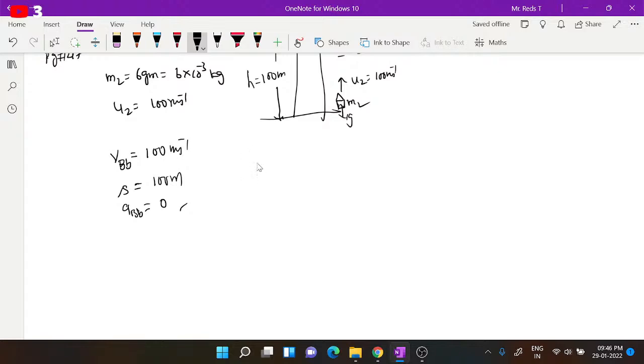Means you have to take the velocity by time. Acceleration is equal to what? Velocity by time. You may not get it here because the relative acceleration is 0. So if you think about it the other way, velocity is equal to distance by time. Can you get the time or not? Yes, you can get it.